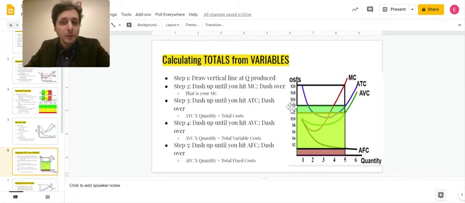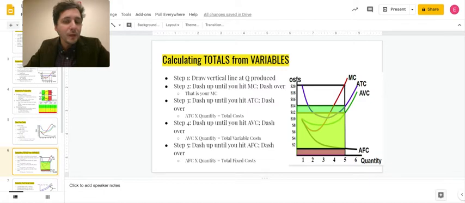How do I find the total from that? I simply take 14 times the quantity. Remember, the average is simply the total cost divided by quantity. So I multiply, I get back to the total. 14 times 5 is 70. $70 is going to be my total cost. That green box right there, the large box.